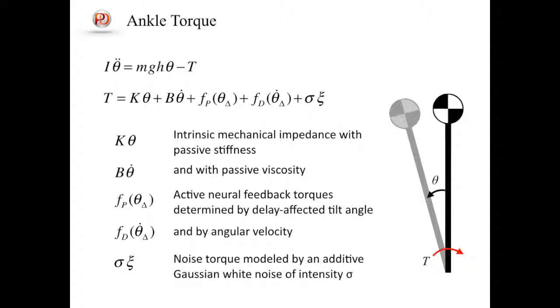Do you remember that there are 5 types of the torques forming the ankle torque? 2 of them are related to the intrinsic mechanical impedance with passive stiffness and viscosity. The other 2 are active neural feedbacks determined by delayed tilt angle and angular velocity. The last one is noise torque.